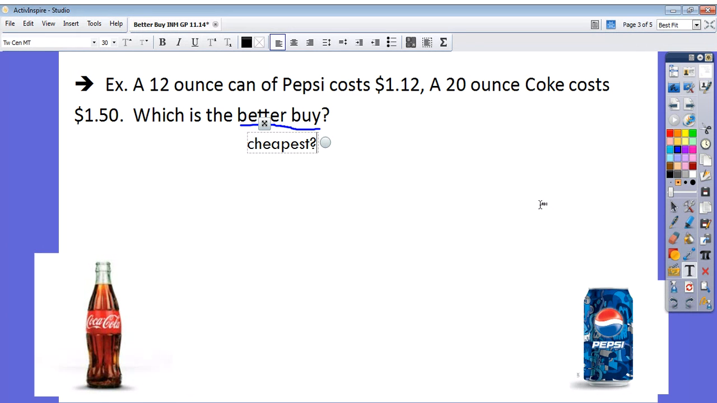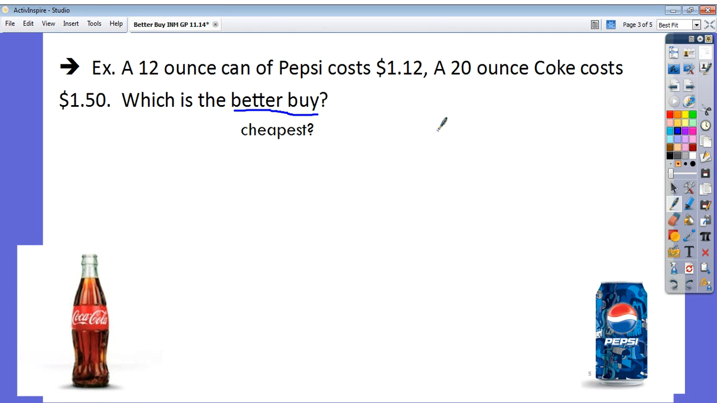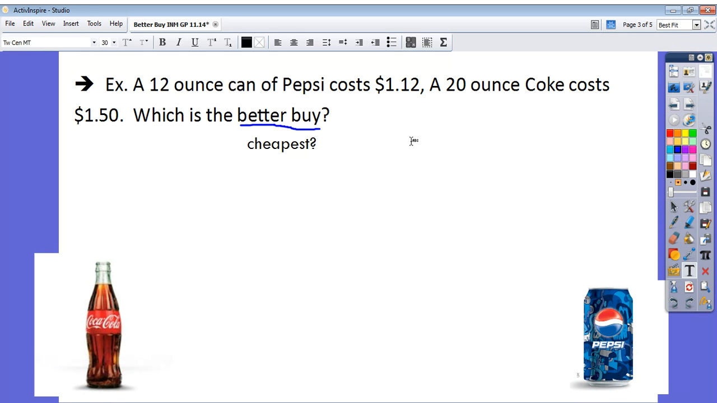The way we figure that out is we take a look at the units in the problem. In this case, we have ounces and money. What I'm looking for here is the cost per ounce. Which one has the cheaper cost per ounce? Well, I know that the Pepsi is $1.12 for 12 ounces. And the Coke is $1.50 for 20 ounces.